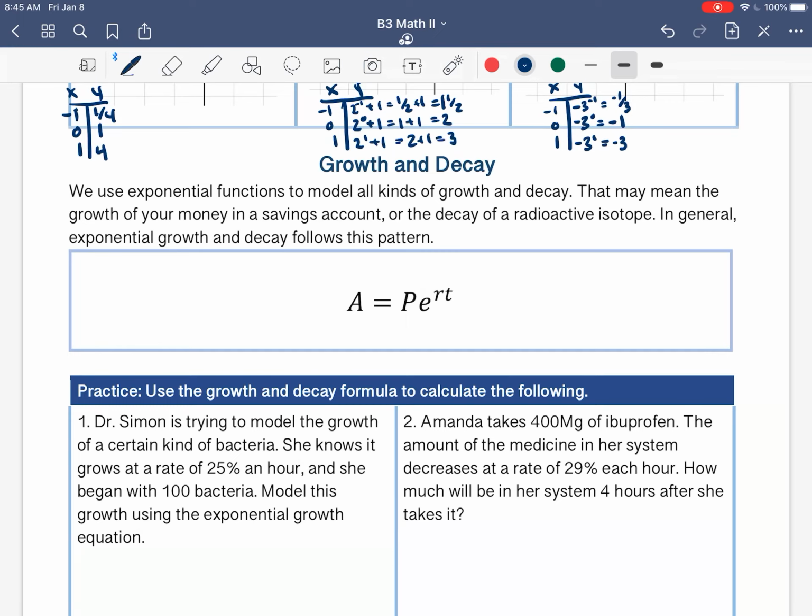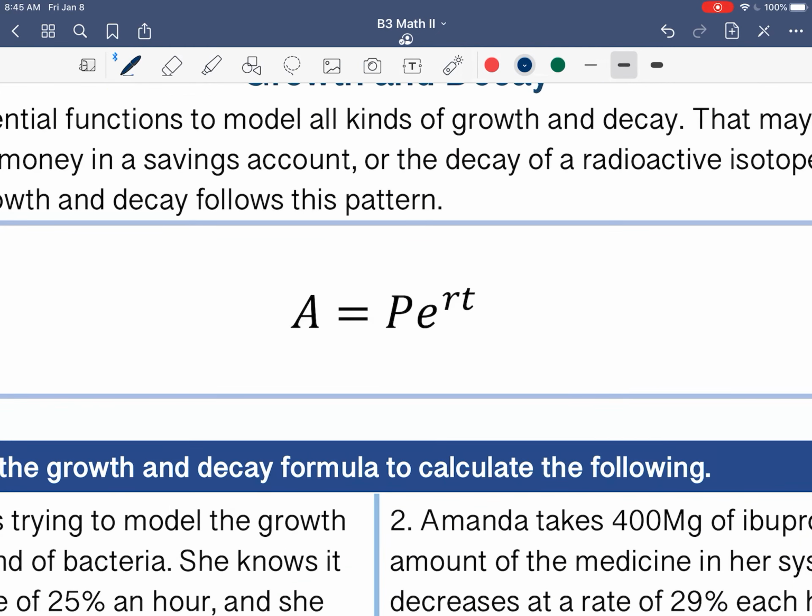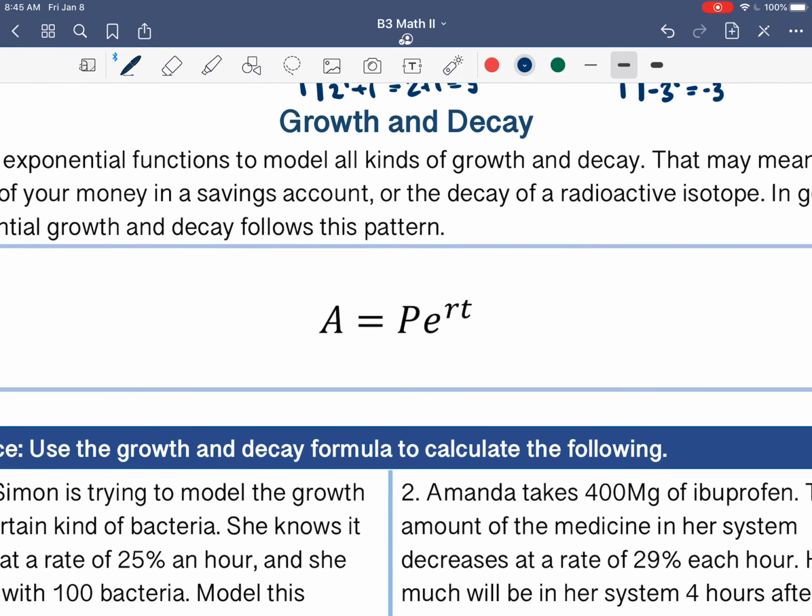There was another example I was thinking of. Nope, it left me. That's okay. There's also the application of money in a savings account, and we'll talk more about interest in the second application here. But this is a sort of a general growth and decay formula.